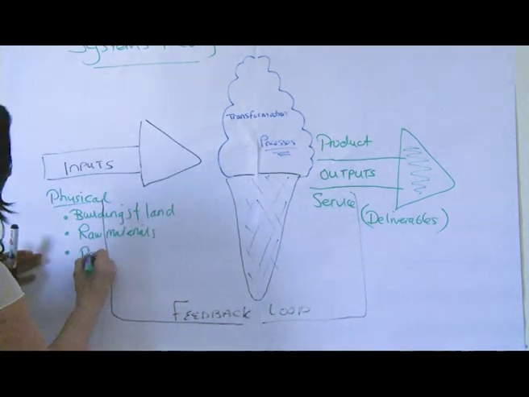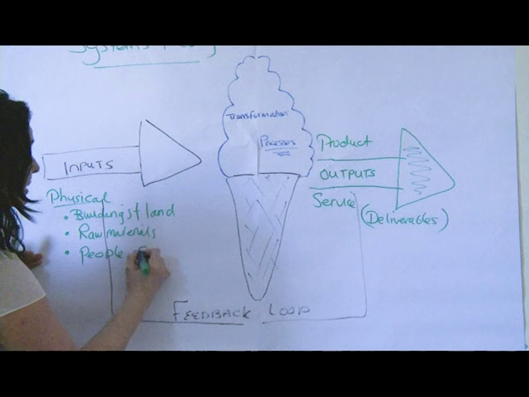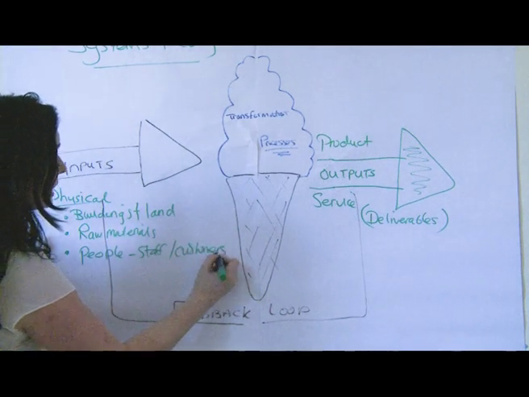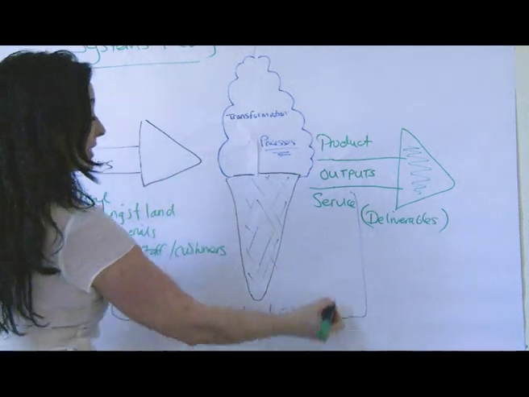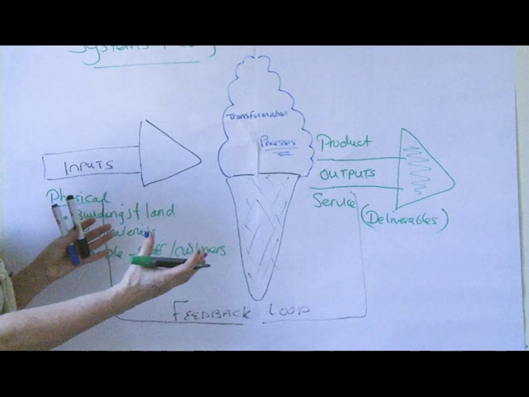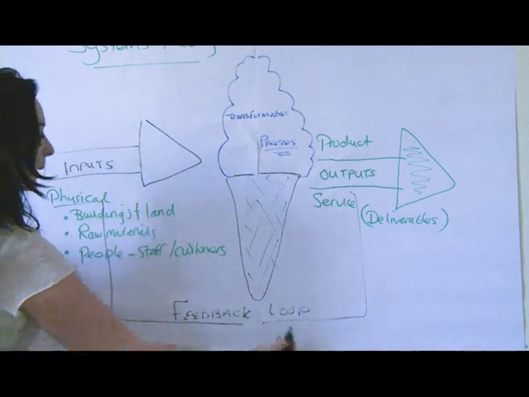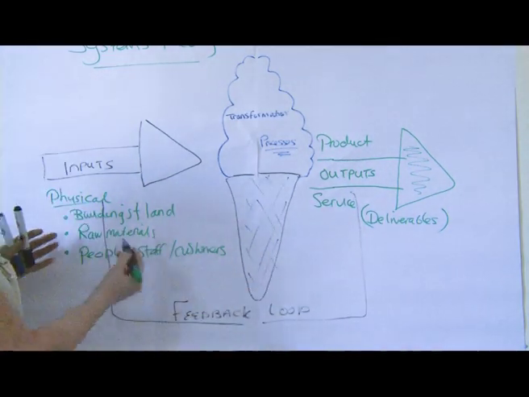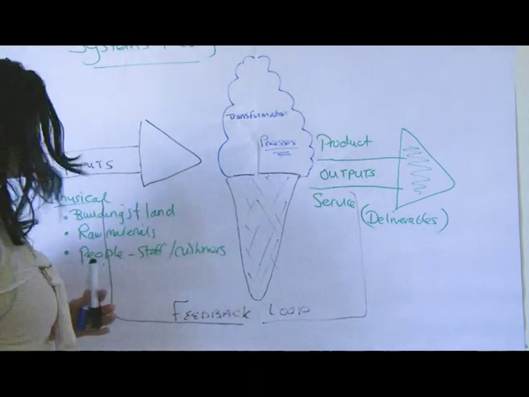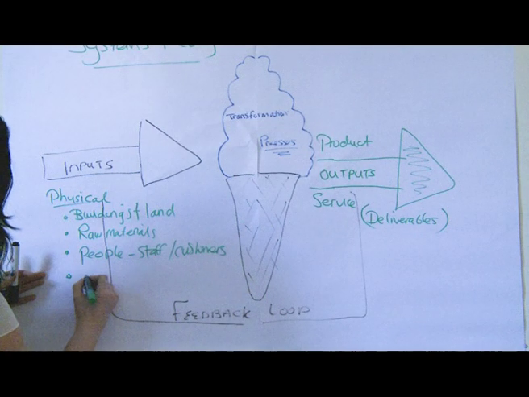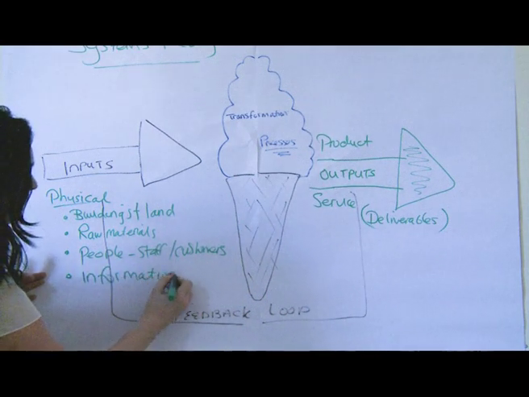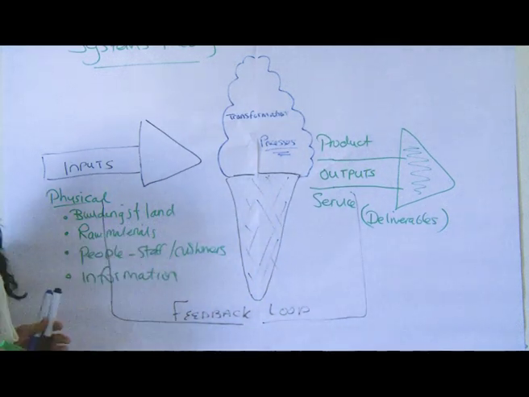We also need people. Now this can be staff and it can be customers, because the customer's input is absolutely key to the output. What the customer wants is king. So this feedback loop here is incredibly important between the inputs and the outputs to ensure that we do deliver what we say we're going to do. And finally, one of the core inputs is going to be information. So the how to make the ice cream.